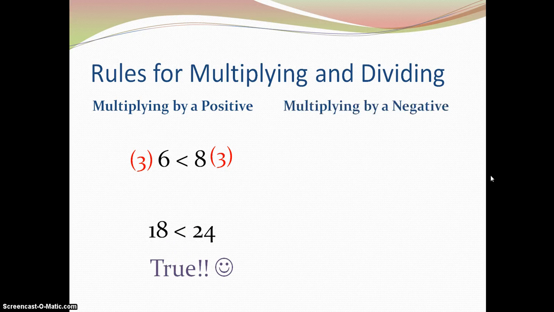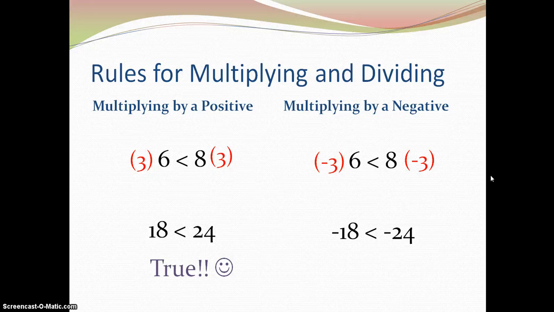Well, let's see what happens now when we multiply by a negative. So if we have 6 is less than 8, if I multiply both sides by negative 3, I get negative 18 is less than negative 24. Now be careful with negatives. Even though the 24 is bigger than 18 in the positives, it's the opposite when it comes to negatives. The negative 18 is actually bigger than the negative 24. So this is actually a false statement.